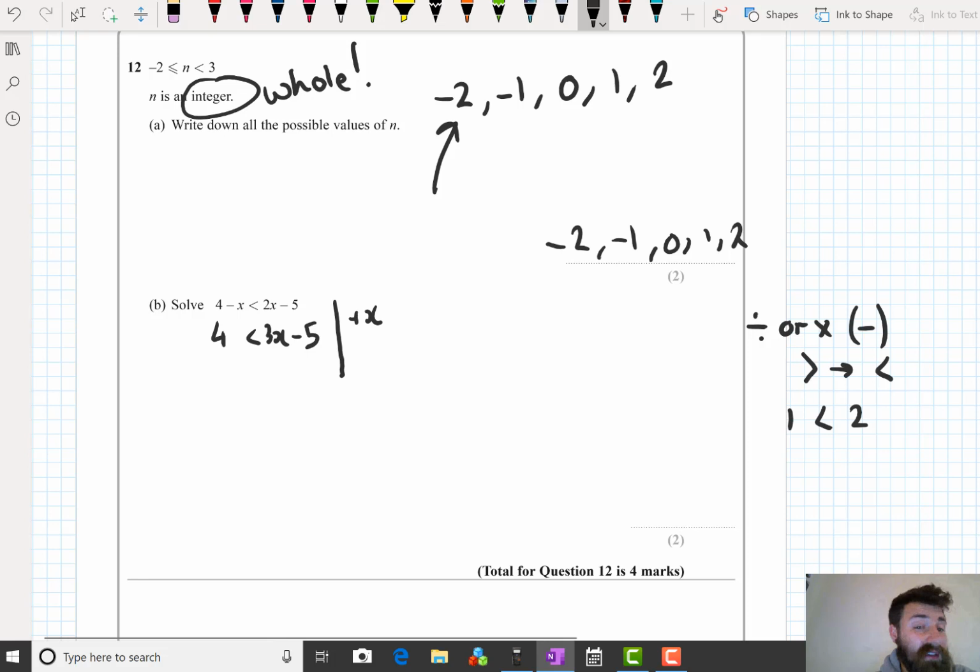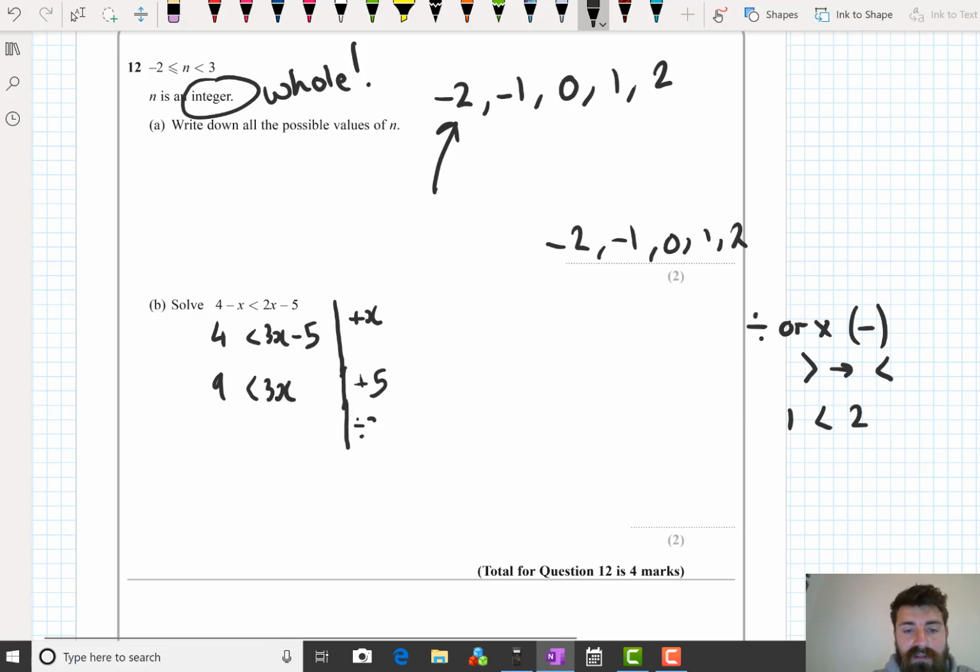I'd rather not work with negatives just because I don't really like them too much. Let's move this negative 5 across to the other side. So add 5 to both sides, do the opposite. 9 is smaller than 3x. And then the last step, move that times by 3 across to the other side, divide by 3.